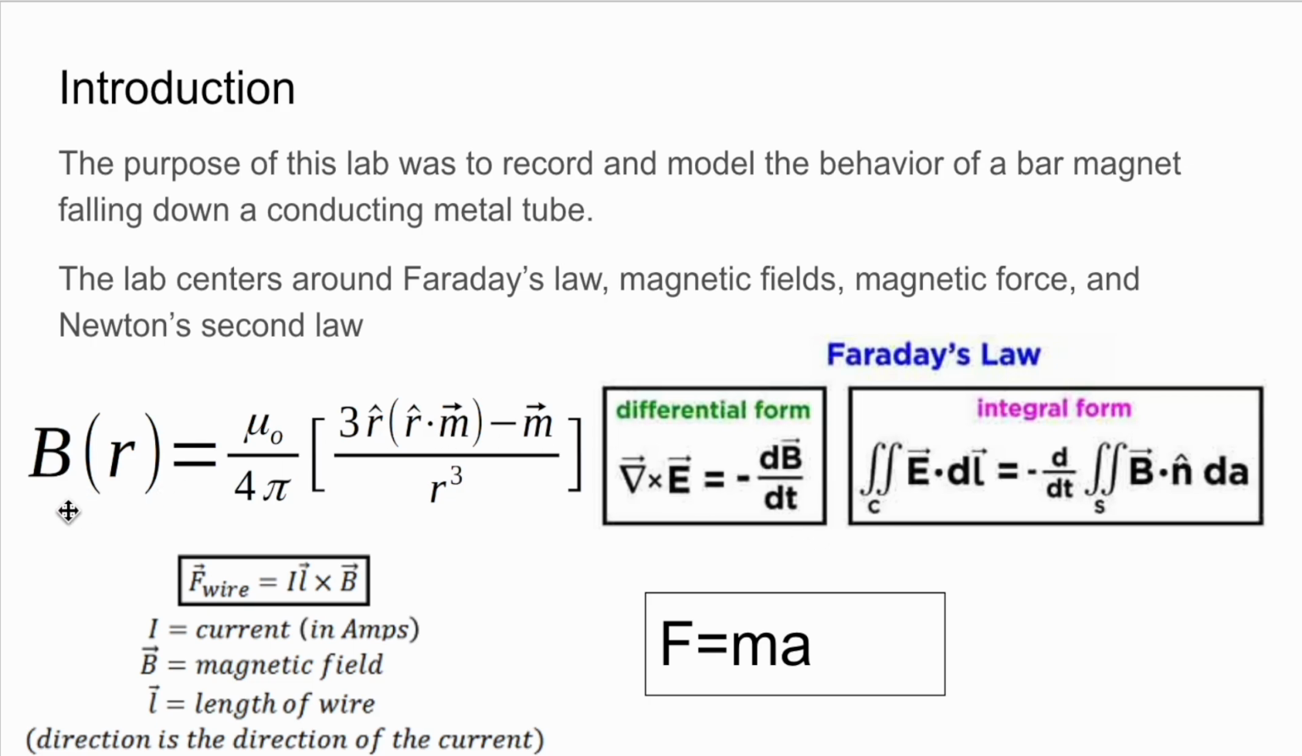Here we have the equation for a magnetic field due to a bar magnet, and then this changing magnetic field as the bar magnet falls creates a change in flux, as shown in Faraday's law, which will create an EMF, which will create a current, and this current creates a magnetic force, and this magnetic force creates an acceleration to the bar magnet, which counters the acceleration from gravity. So we will get into all of that.